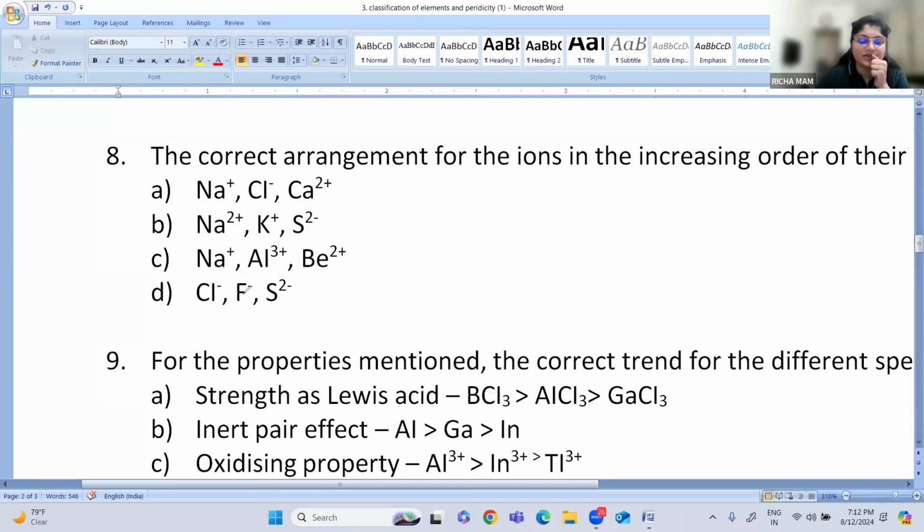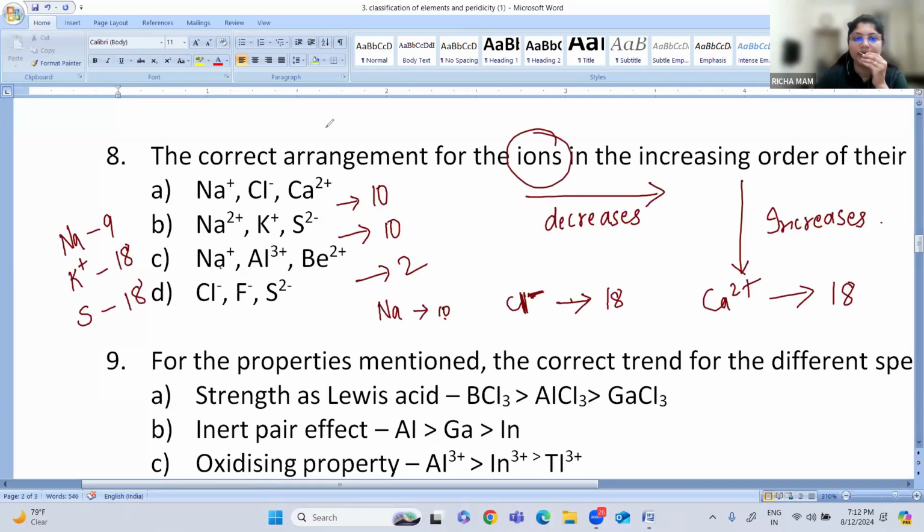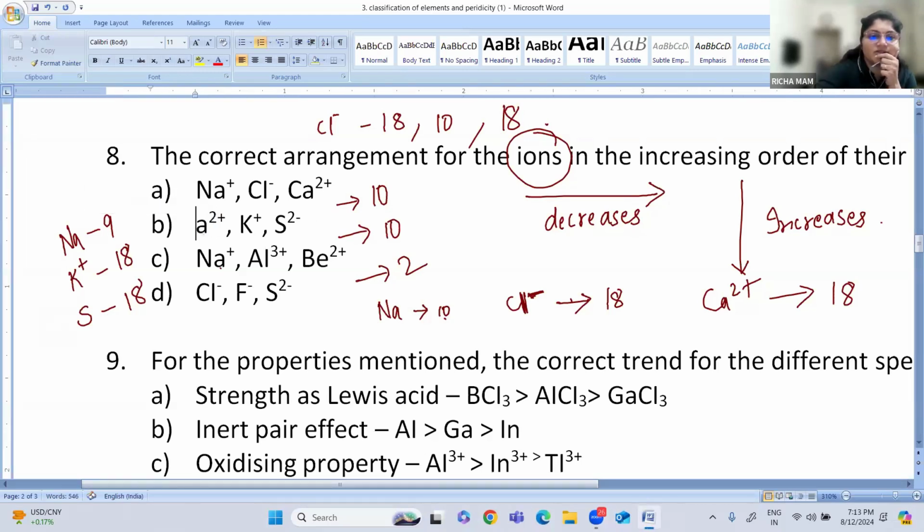Cl minus. If we see Cl minus, 17, so this will be 18. Then F minus, fluorine is 9 plus 1, 10, and sulfur is 16 plus 2, 18. I think there is some mistake. Here I think this is calcium in option B, because Na will not exist as plus 2.